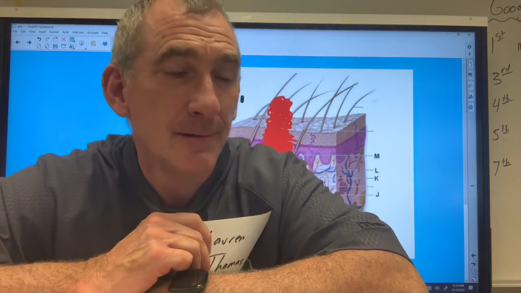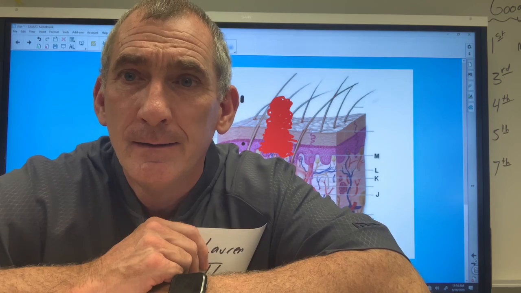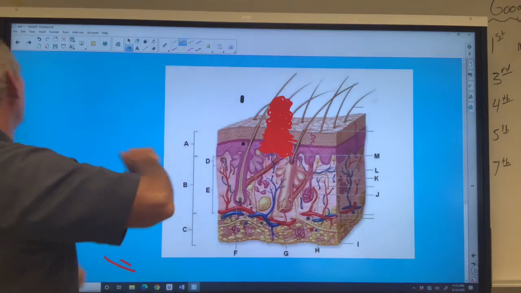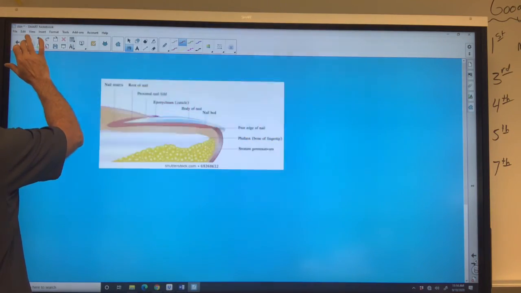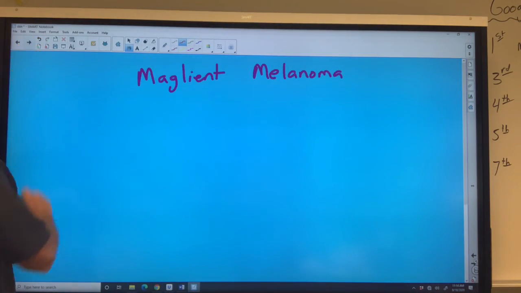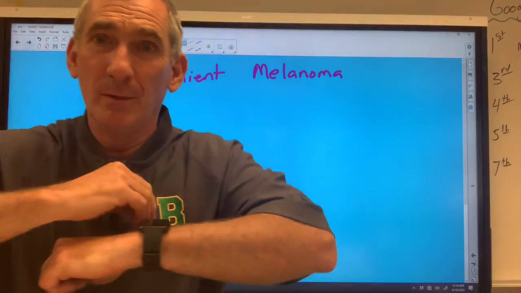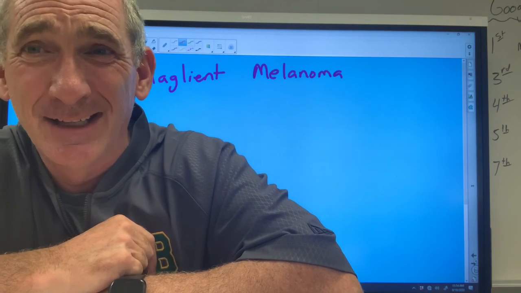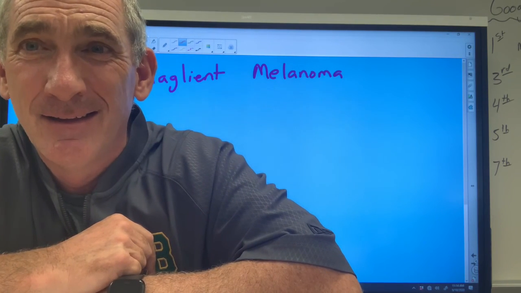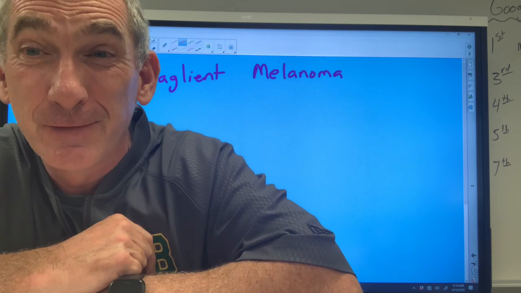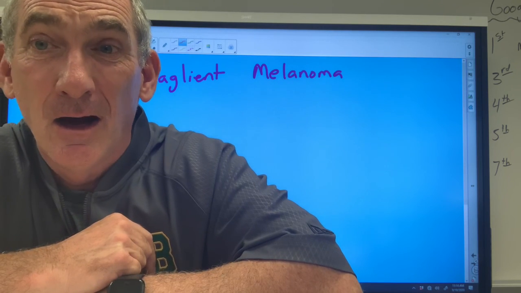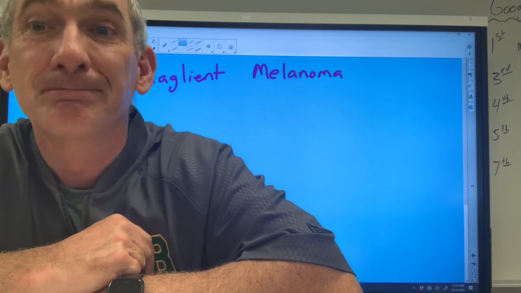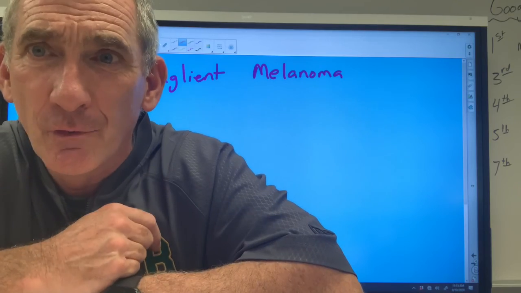But Lauren, there's a bad type of skin cancer. And that's what me and you are talking about. Lauren, the bad type of skin cancer is malignant melanoma. Malignant melanoma is bad, real bad. If you don't catch it in time, the success rate of survival is only 50-50. All right, Lauren, tell us what cells are cancerous. Malignant melanoma. Nailed it. It's the melanocytes.